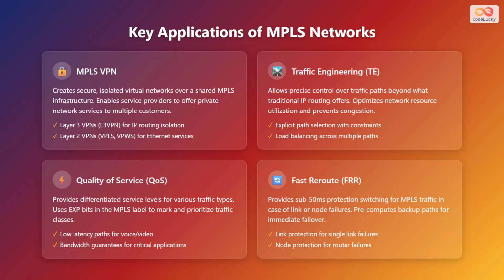Finally, MPLS is used for Fast Reroute, or FRR, which provides sub-50 millisecond protection switching for MPLS traffic in case of link or node failures. It pre-computes backup paths for immediate failover. The benefits of Fast Reroute include link protection for single link failures and node protection for router failures.